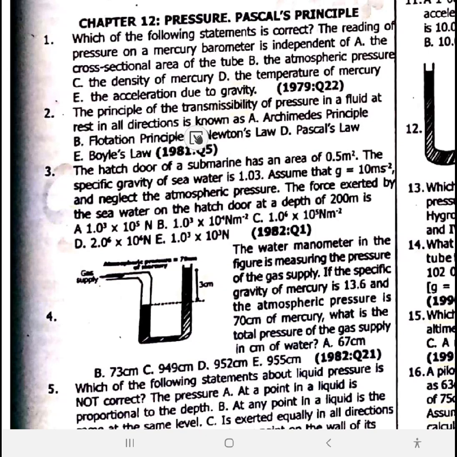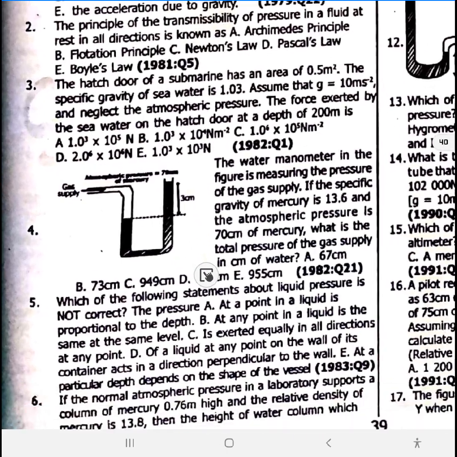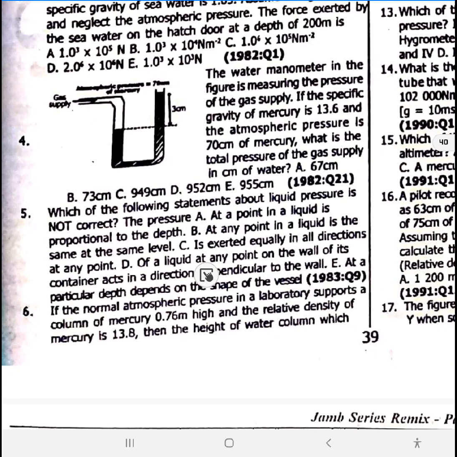2. The principle of transmissibility of pressure in a fluid at rest in all directions is known as Pascal's law. That's Pascal's law. You see the principle, they didn't state the law, but it's under Pascal's law. 3 has to do with calculations. 4. Let's go to 5.